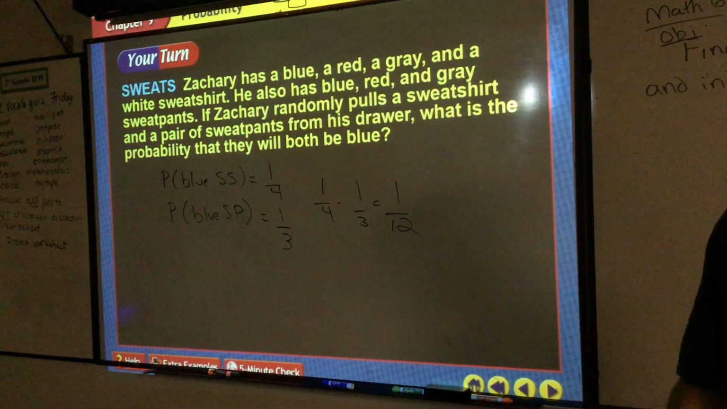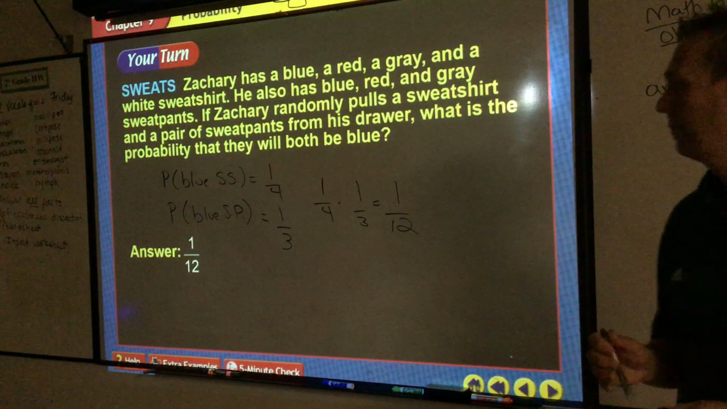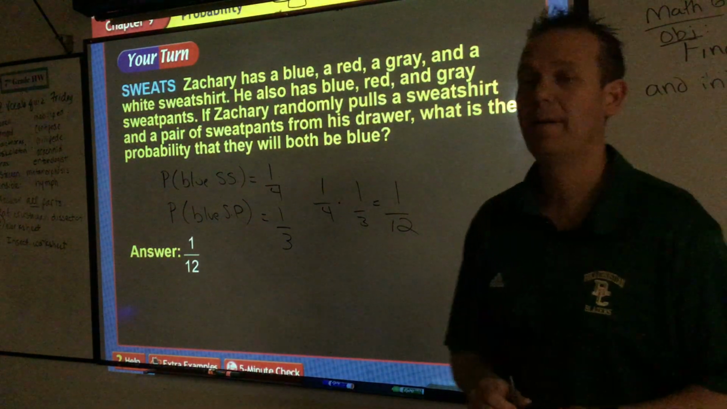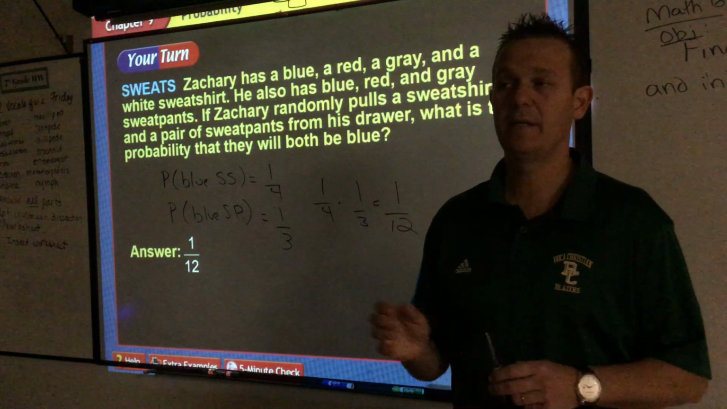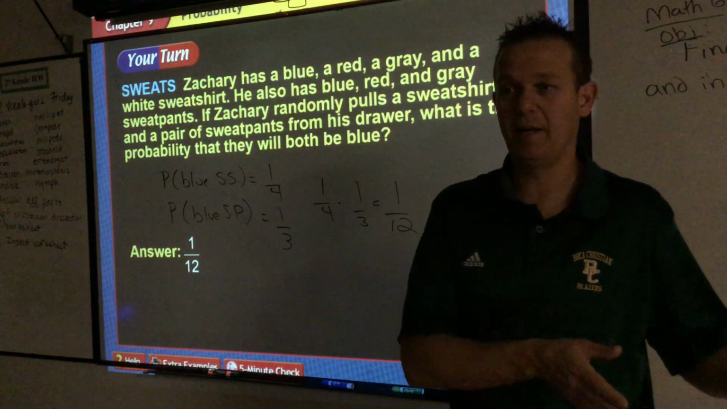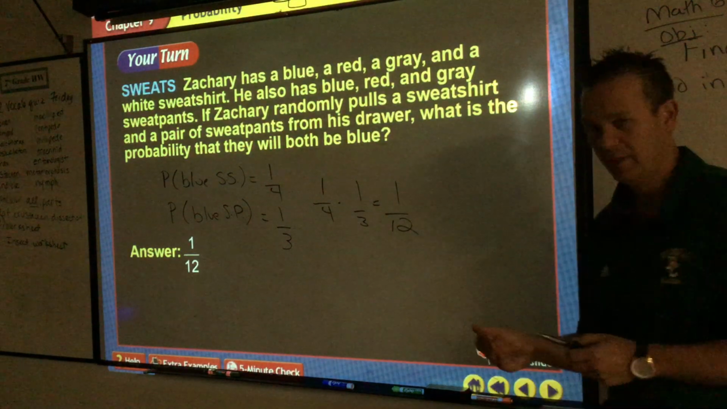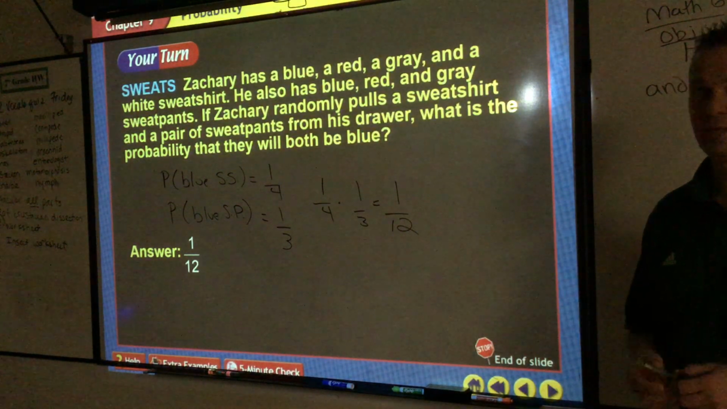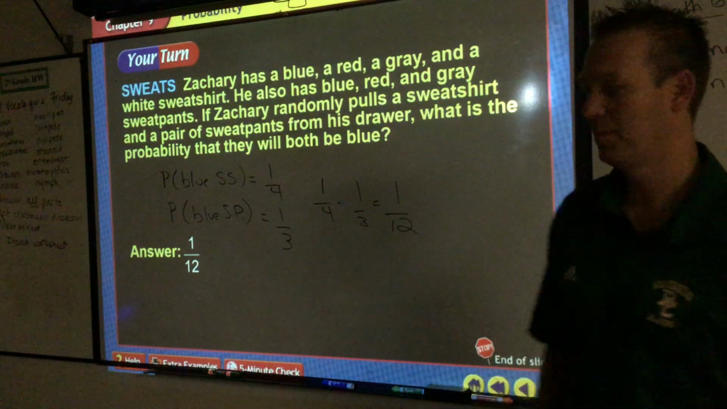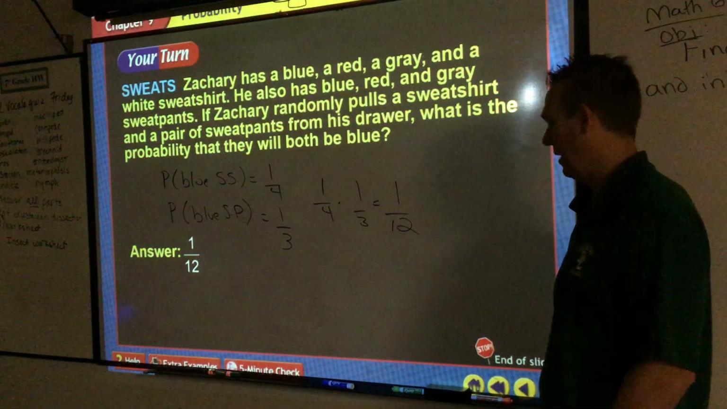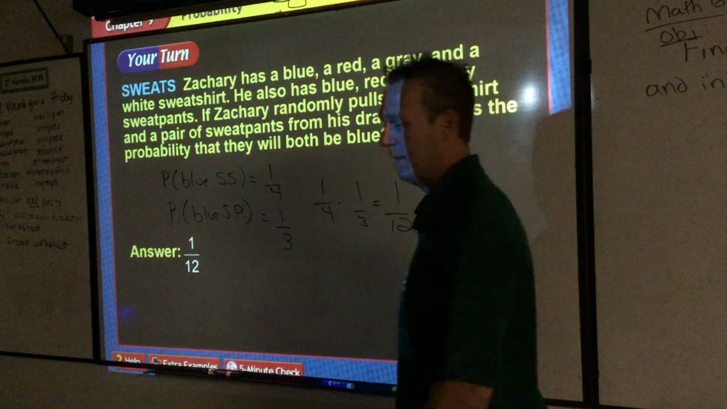Yes, Oscar? Isn't this similar to like theoretical probability? It is similar in that you're finding a probability of each one, but now you have to multiply them together. So independent events you multiply together. Let's find out now what we do with dependent events.